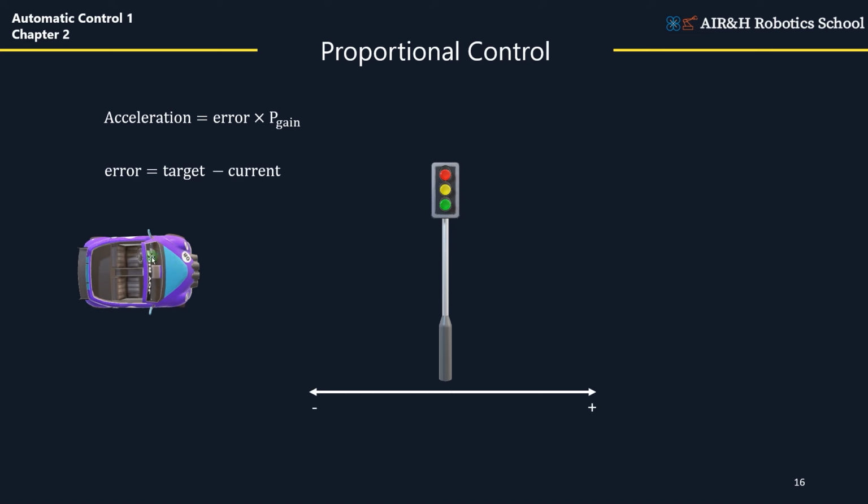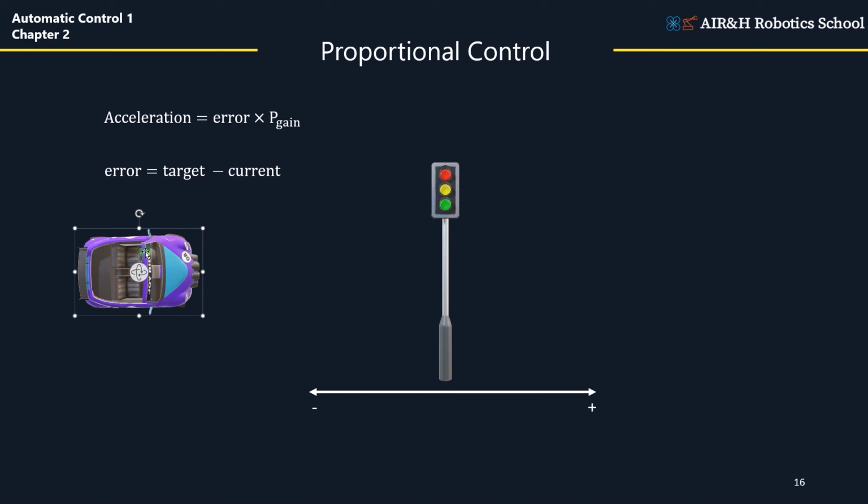Then the car's acceleration will be the error times P gain. The P gain is the proportional gain, simply a constant that scales up or down to adjust the aggressiveness of the acceleration. Let's simulate this in our brain first.